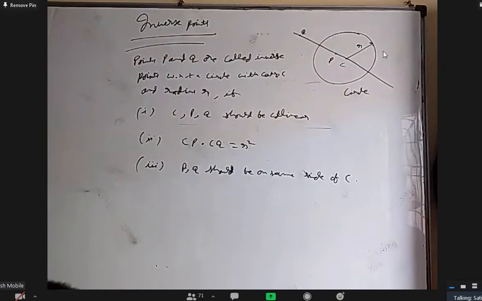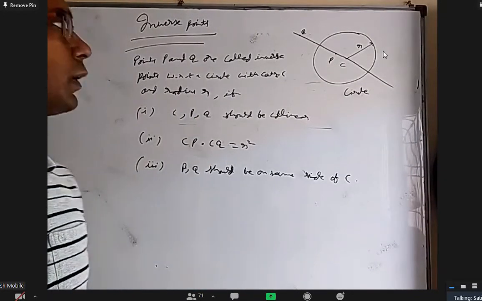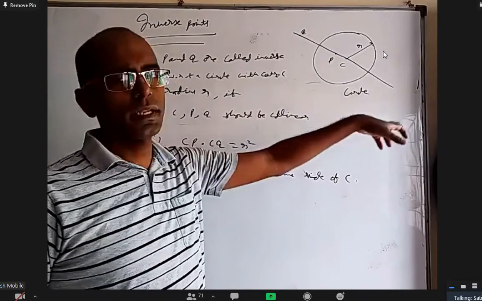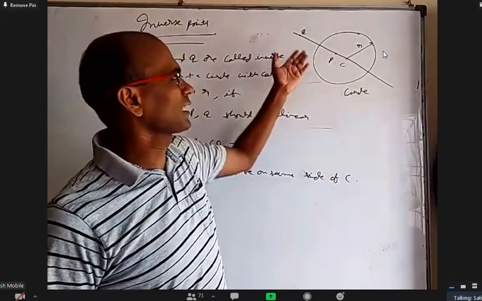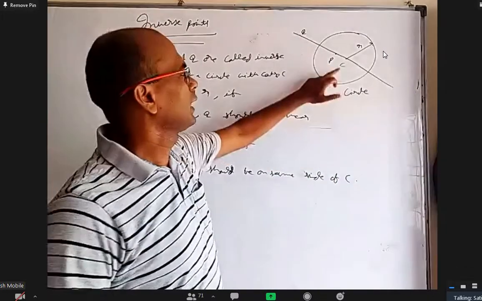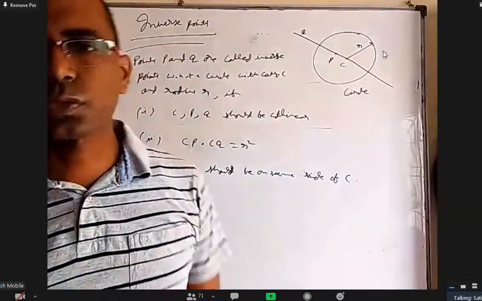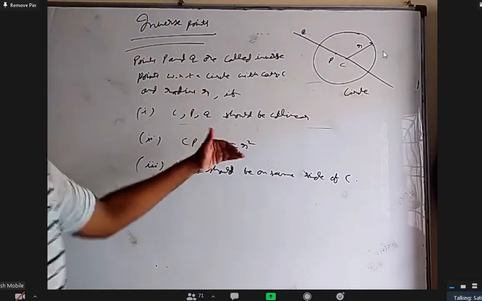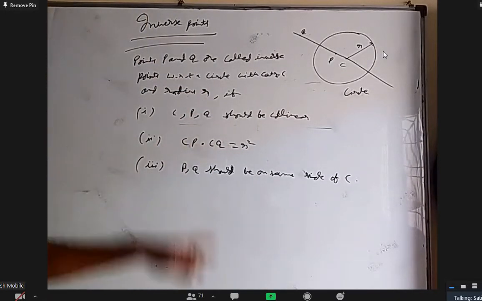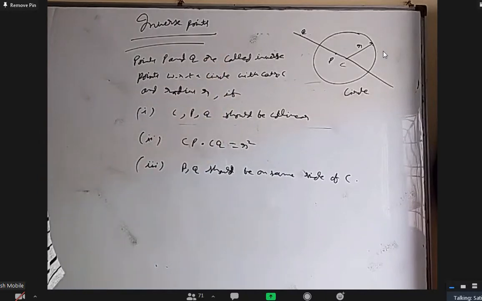So if something satisfies these three conditions, they will be unique. If P is fixed, Q is fixed. Because they should be in the same line, otherwise Q can be here, Q can be here. They should be on the same side, so Q cannot be this side, and this length into this length should be R square. If something satisfies these three, then those two points are called inverse points with respect to the circle.